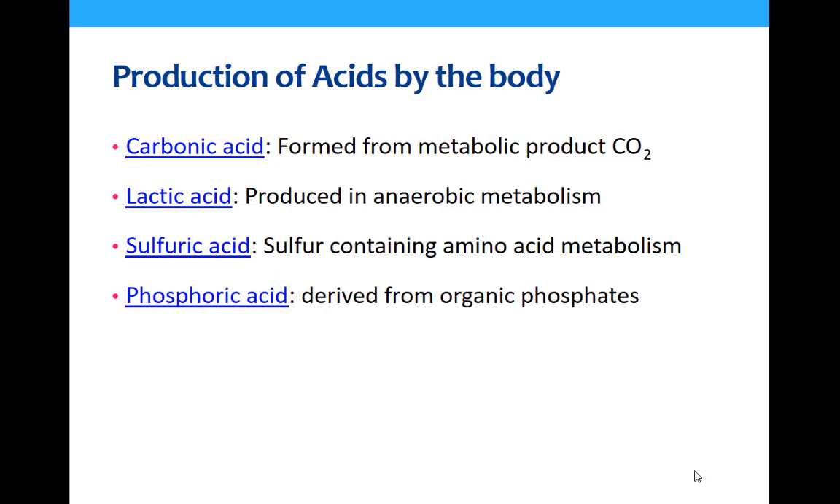Now, there are many acids which are produced in our body when metabolic processes take place. There are a few examples. Carbonic acid: when carbon dioxide is produced in the mitochondria in all the cells in our body, this CO2 combines with water and forms carbonic acid. This is the major acid produced in our body. Then we have lactic acid. If you have anaerobic metabolism, have you done glucose metabolism?